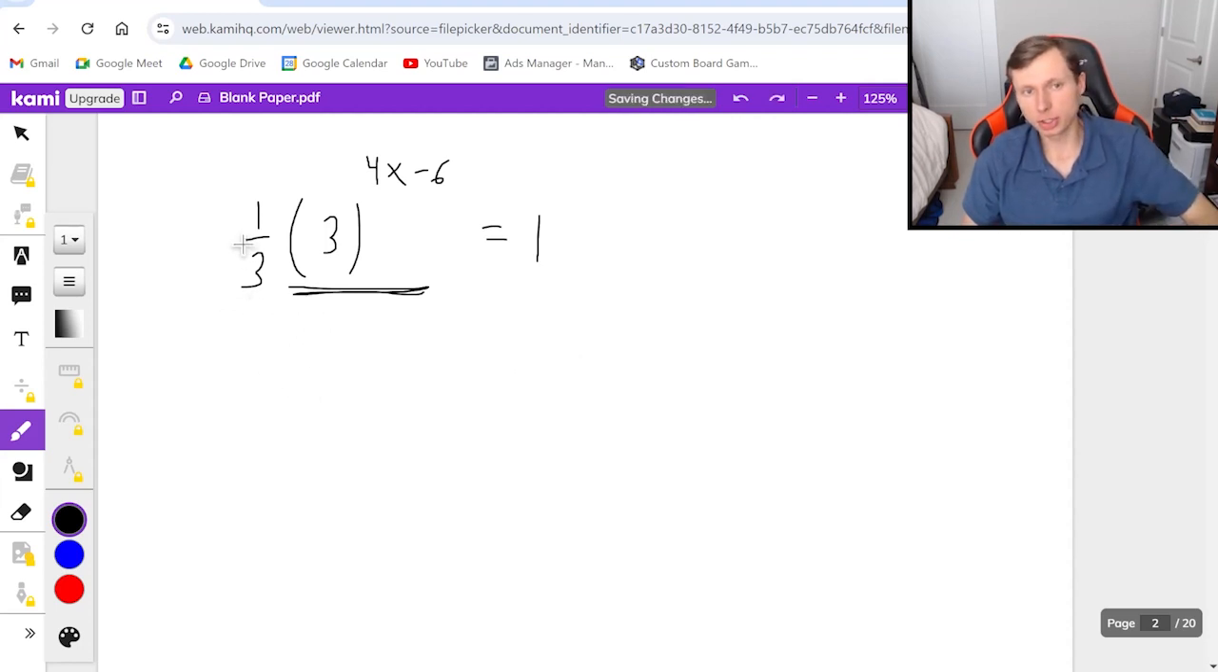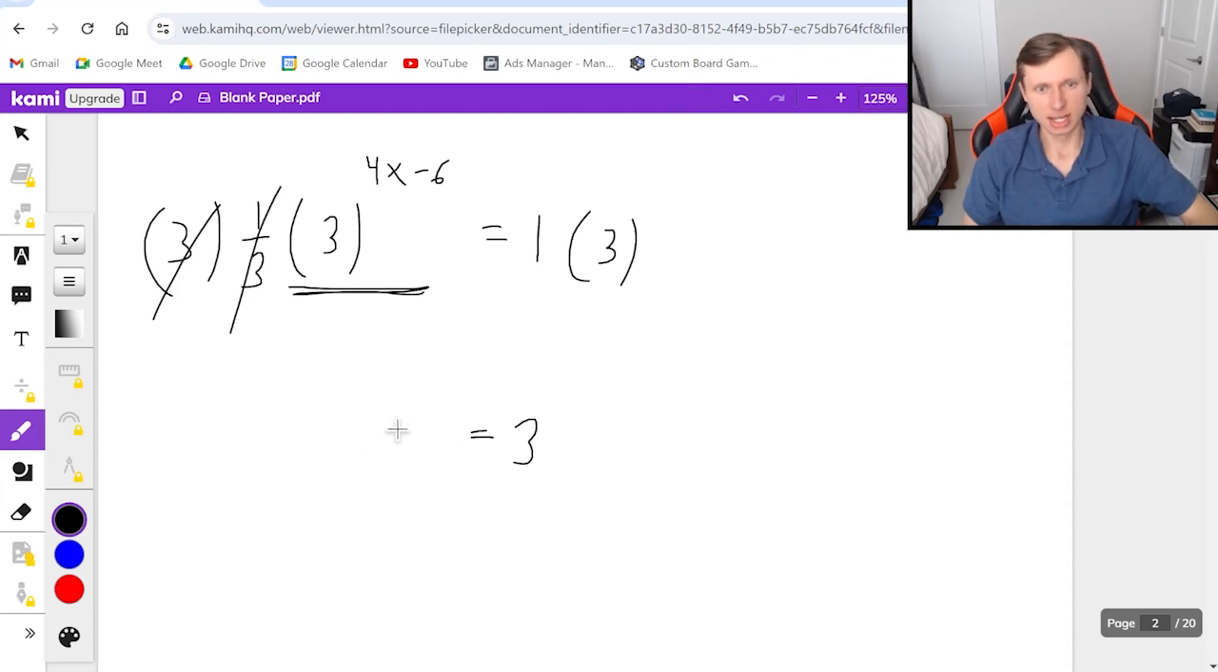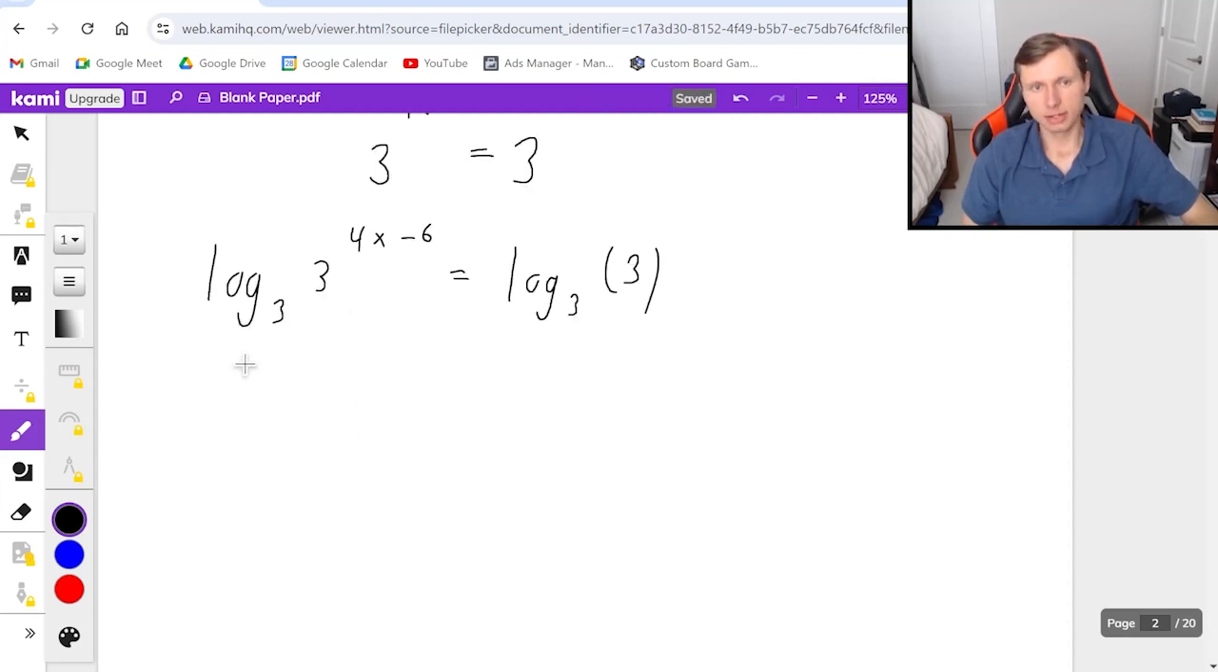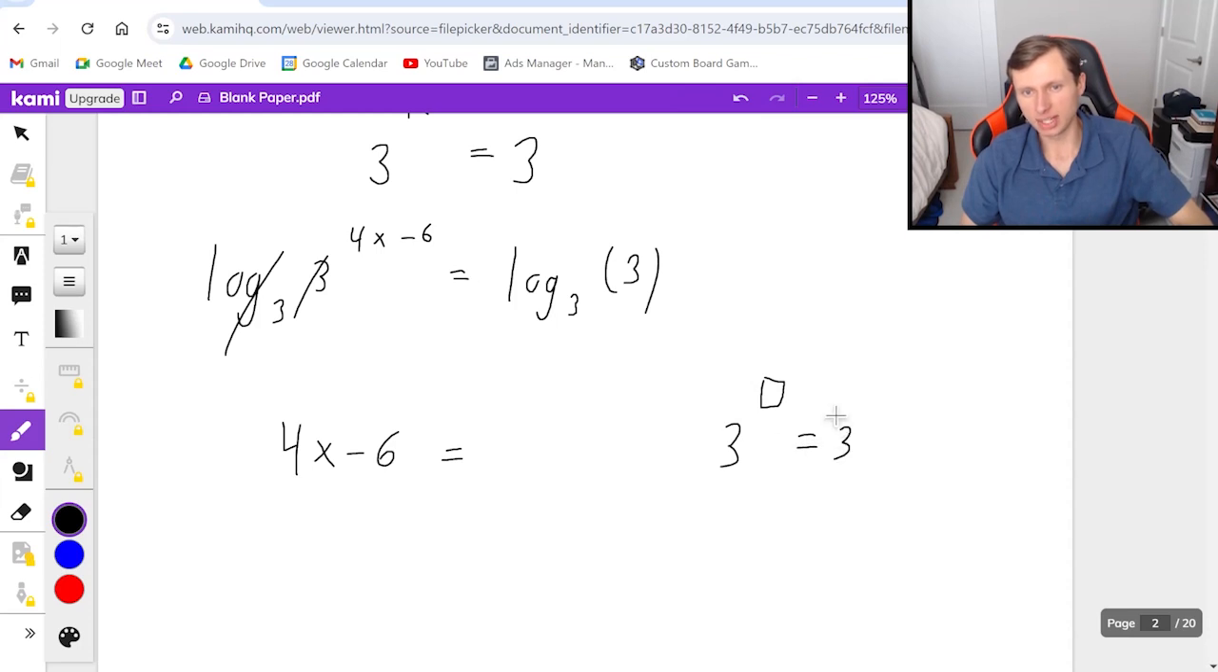Instead, the smarter thing to do will be to multiply both sides by 3, because that cancels the 3 and the 1/3, and I'll just get 3 on the right side, which is very easy. So now 3 to the power of 4x minus 6 equals 3. Take log base 3 of both sides, so it will look like this. And then for the left side, the log and the 3 cancel. I get 4x minus 6. And on the right side, it's 3 raised to what power equals 3? The answer is 1, so that's just 1.